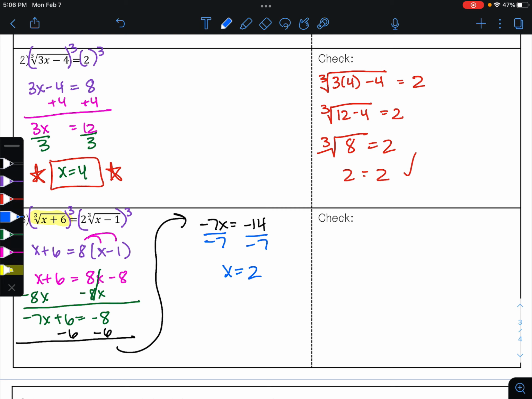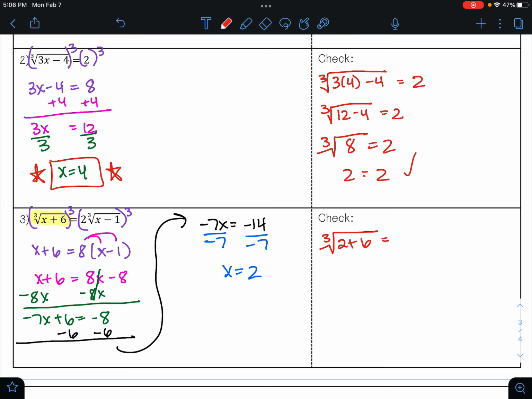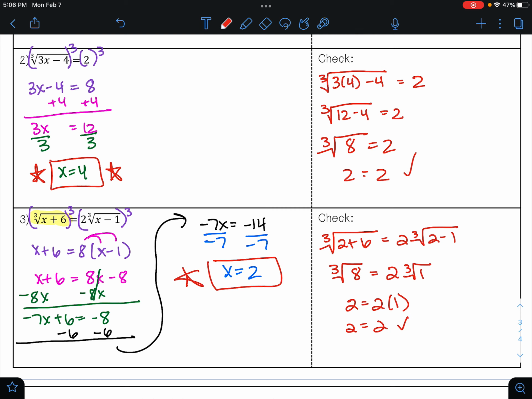So I'm going to go ahead and check my work to see if this is in fact an actual solution. And so I'll have the cube root of 2 plus 6 is equal to 2 times the cube root of 2 minus 1. 2 plus 6 is 8, and 2 minus 1 is 1. The cube root of 8 is 2. The cube root of 1 is 1. I'll have 2 equals 2, and that is true. So 2 is a solution.